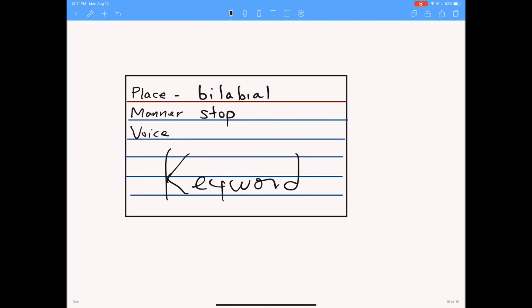Stop. That means we stop the air to do a stop. We actually interrupt the flow of air entirely for a moment. And is it voiced or unvoiced? What that means is your voice box, is your vocal folds engaged when you're making that sound? B does actually have voicing, whereas P does not. That's its counterpart.